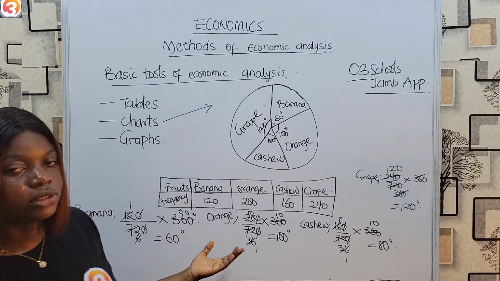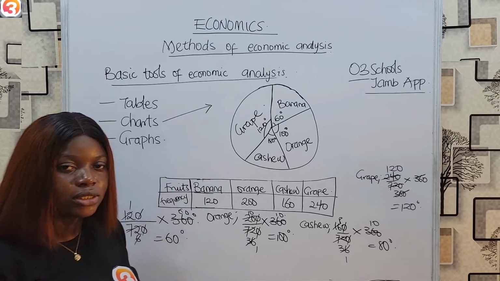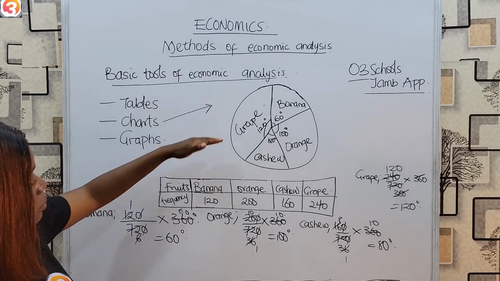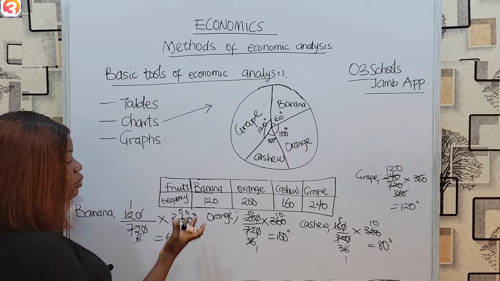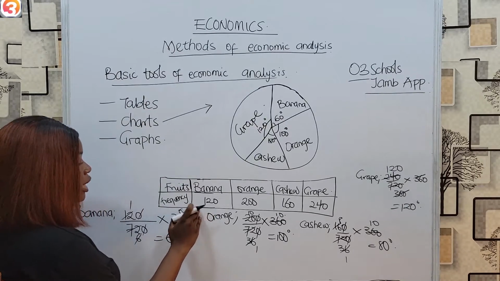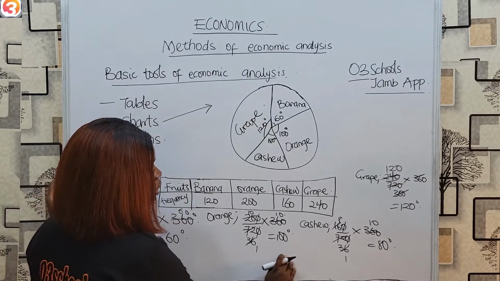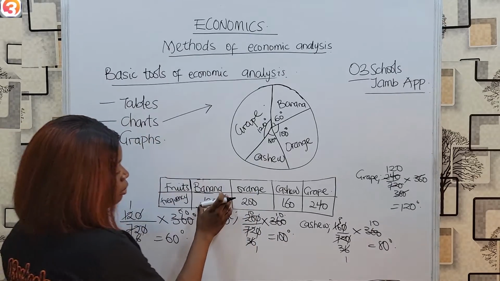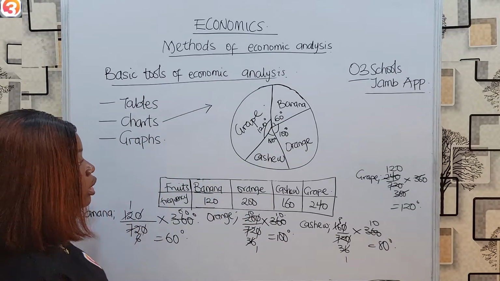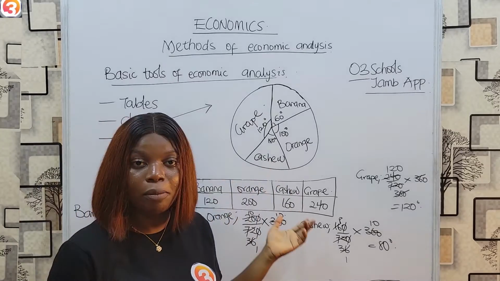This is simply what a pie chart represents. As you can see, the first thing we did from our frequency table was to calculate the frequency in degrees, which we did for each of the elements on the table, and then from there we were able to draw out our pie chart.